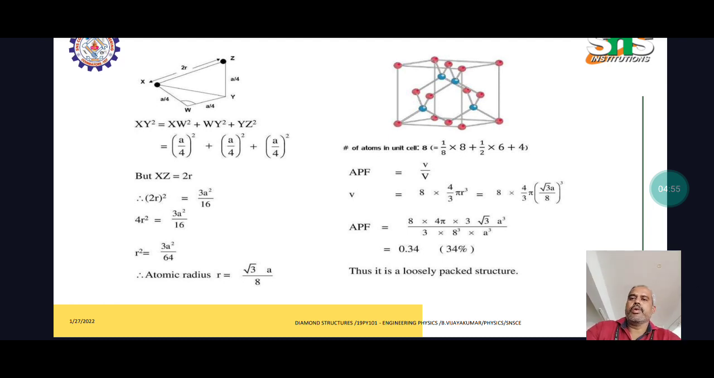I ask one question for you to think about. We know that diamond is very strong in nature, but why are the atoms packed loosely in this structure? Think and answer it. Thank you very much.